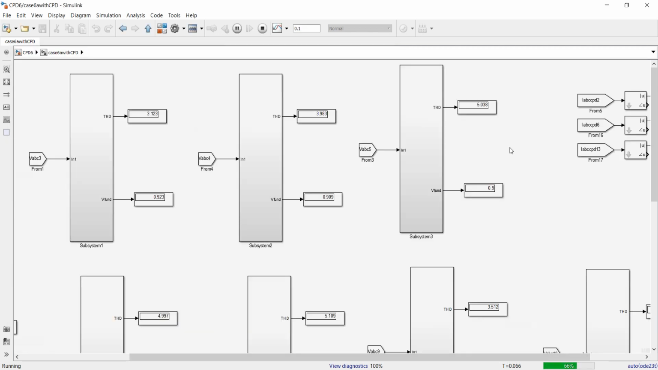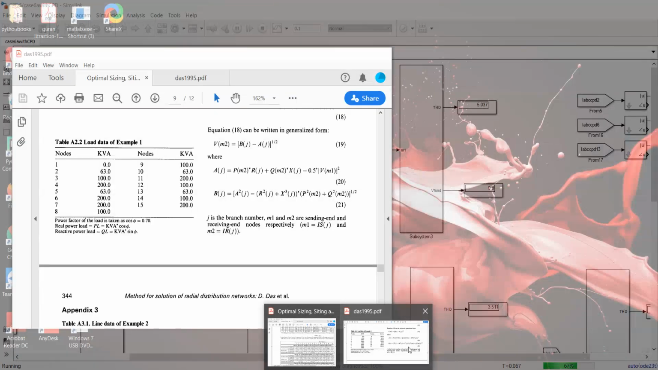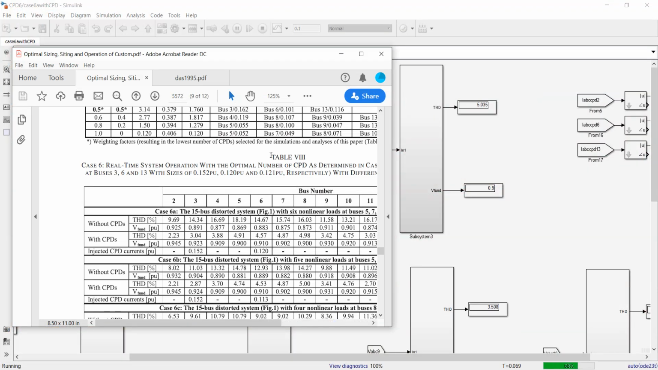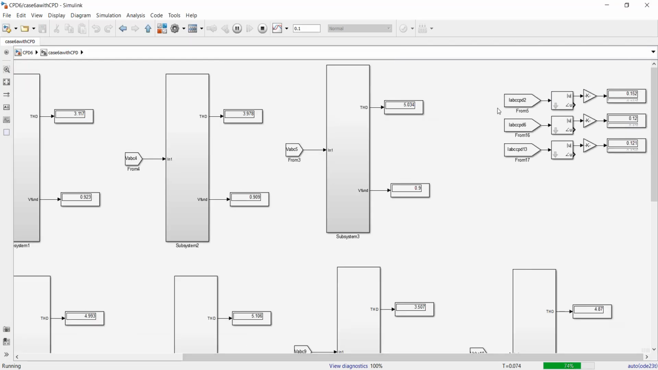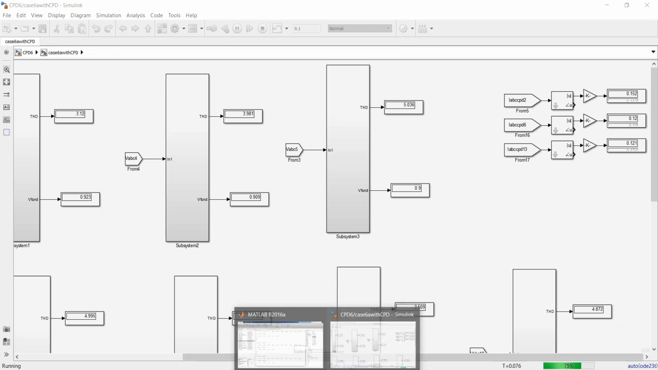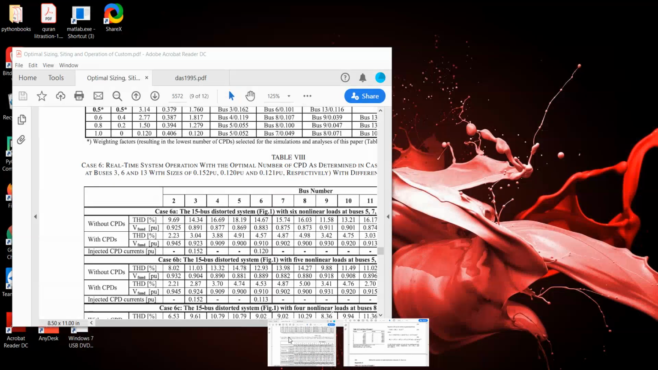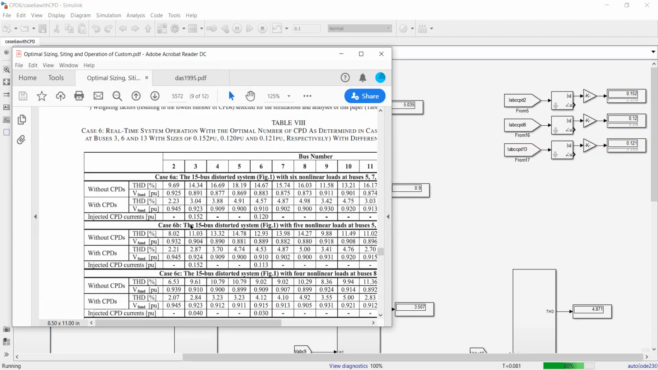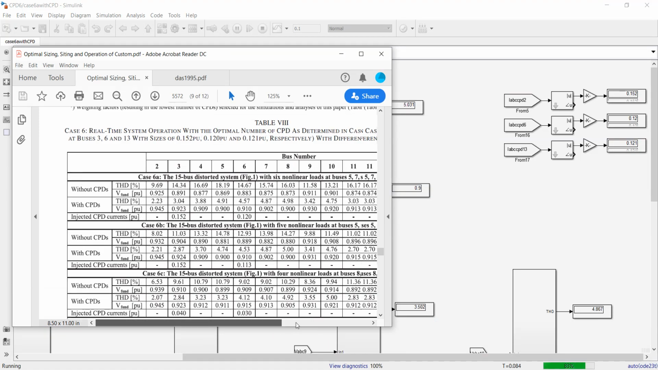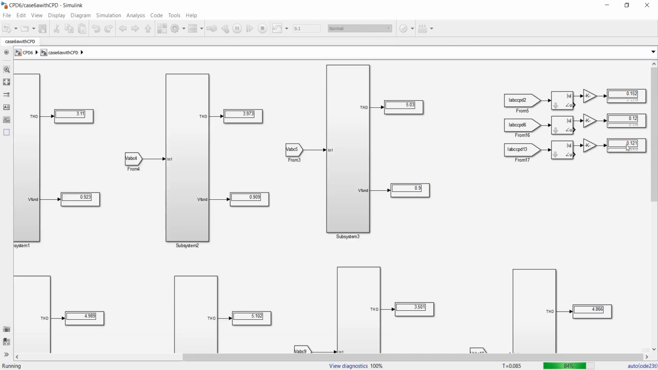And same as VABC5, some 4.91 and 0.9. And these are the three magnitudes of injected currents by IABC, the CPDs: 0.152, 0.12 and 0.121.